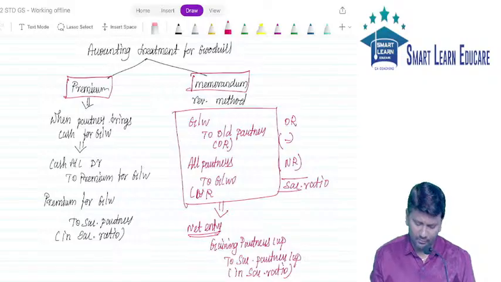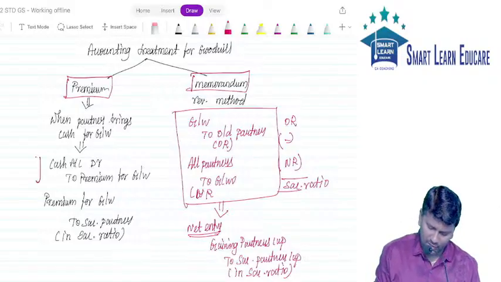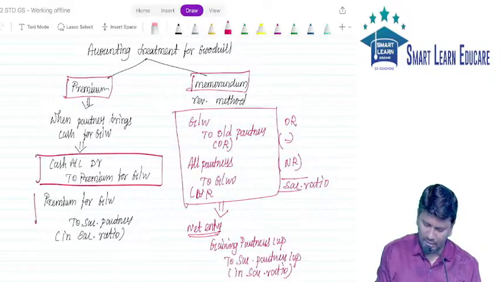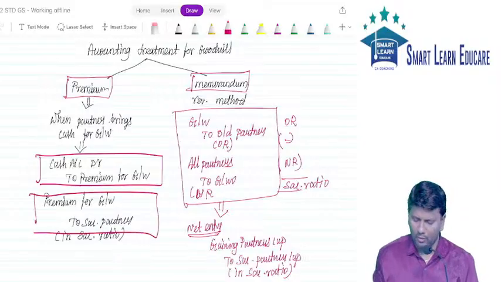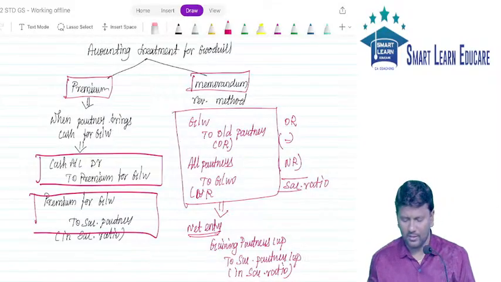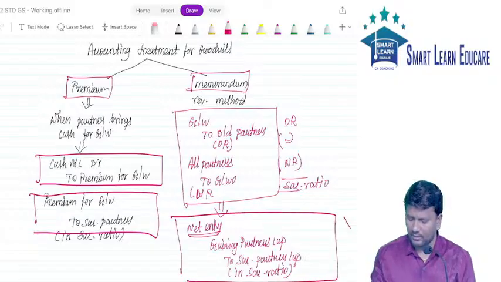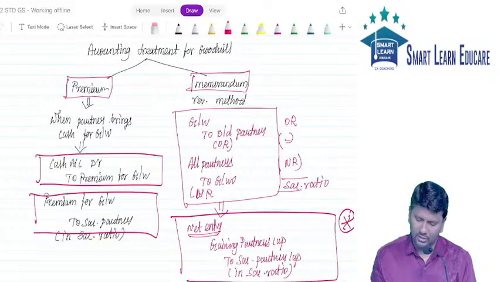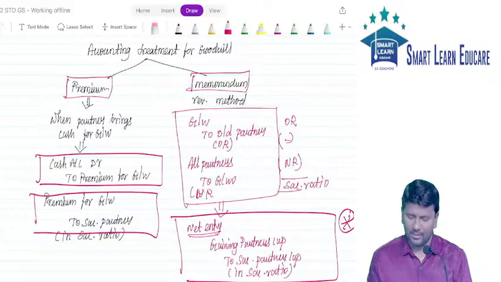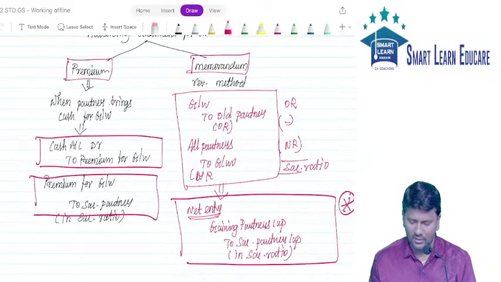In the premium method, two entries: cash to premium for goodwill. Second entry: premium for goodwill account debit to sacrificing partners in the sacrificing ratio. In case of the memorandum method, a net entry will be made. What is the net entry? Gaining partners' capital account debit to sacrificing partners.